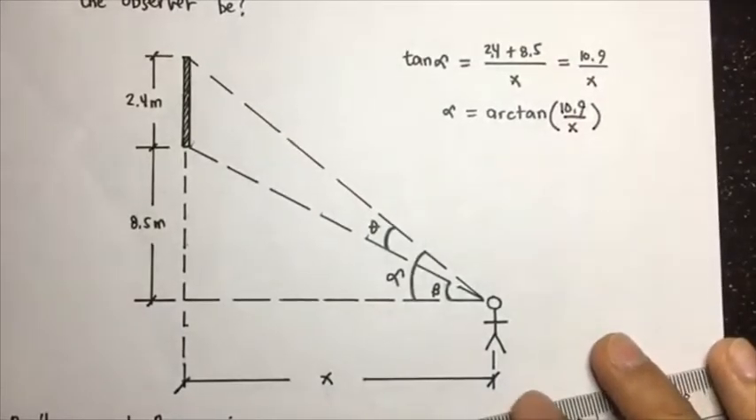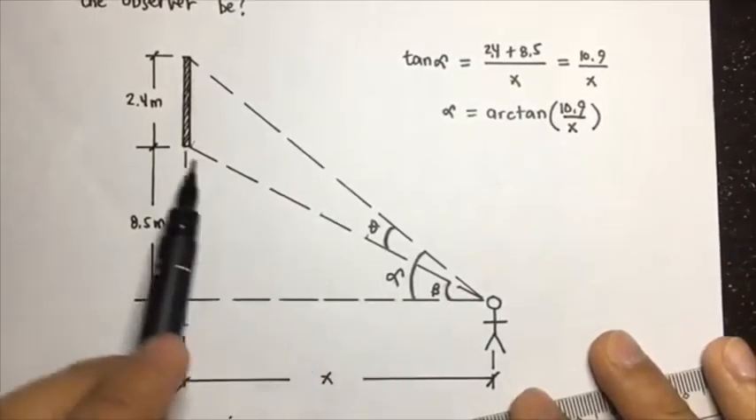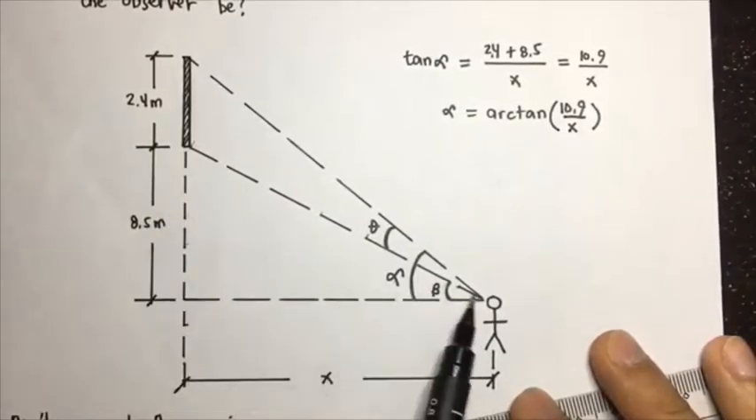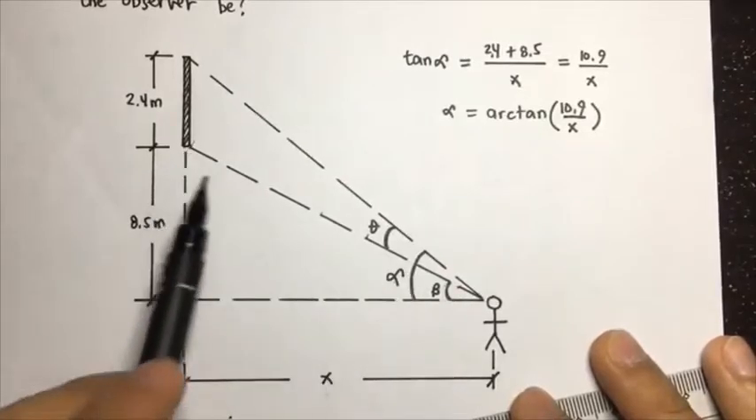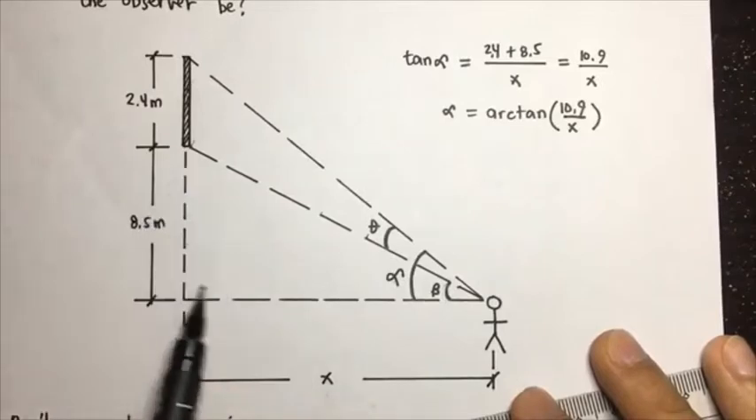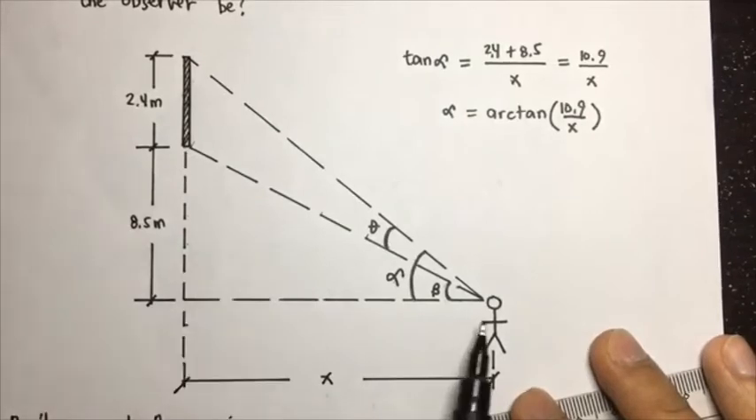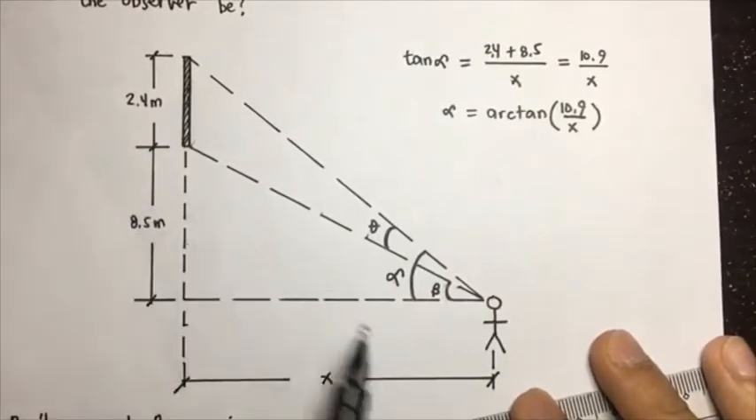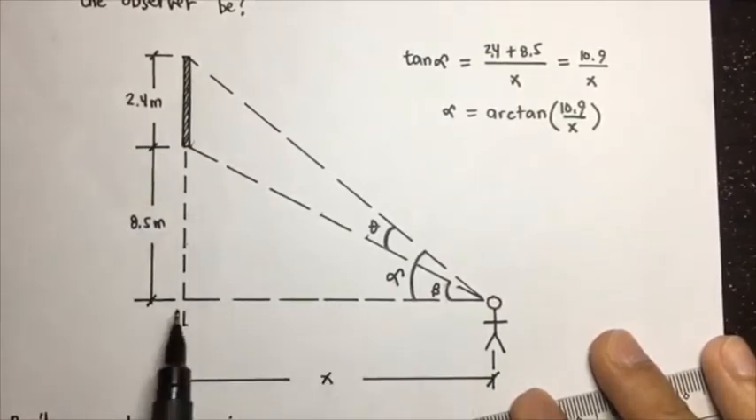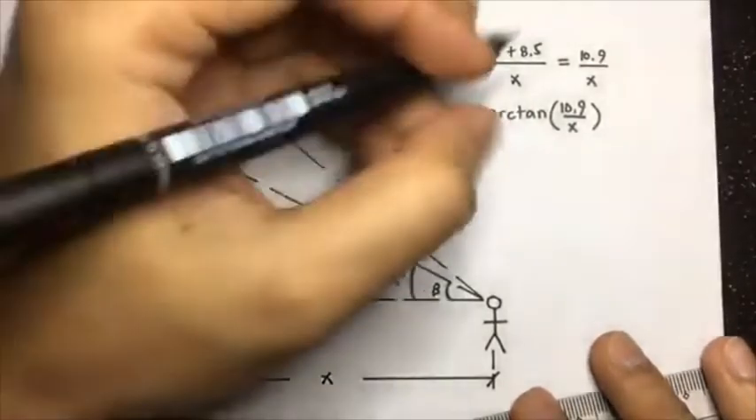Okay, so similarly, we can also do that with beta. So beta is described by this smaller triangle. The smaller triangle has a height of 8.5 meters and a base of x. So this is the opposite side, and this is the adjacent side. So we can still use the trigonometric function tangent.